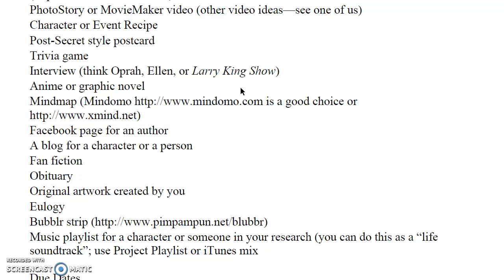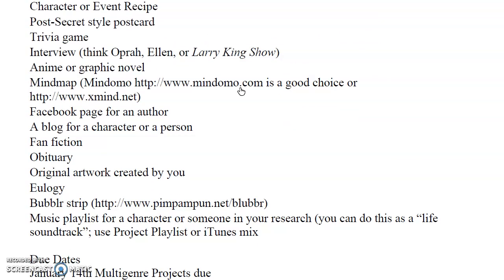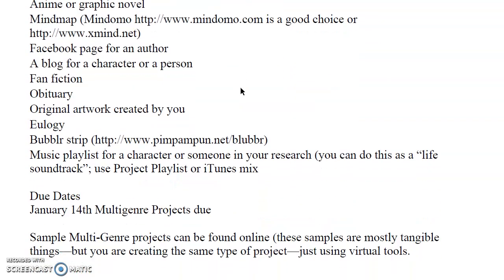If you're choosing to draw and do an anime or a comic strip, you can take a picture of it and upload it to the Dropbox. Otherwise, you can put multiple things into the Dropbox. If you do a trivia game, like some people did Jeopardy, like the Revolutionary Jeopardy, you can upload that, and once that's done uploading, you can also upload your comic strip or your eulogy or your fan fiction, whatever you're choosing to do. But I'm looking for 2 of these to show your in-depth knowledge of what you researched.